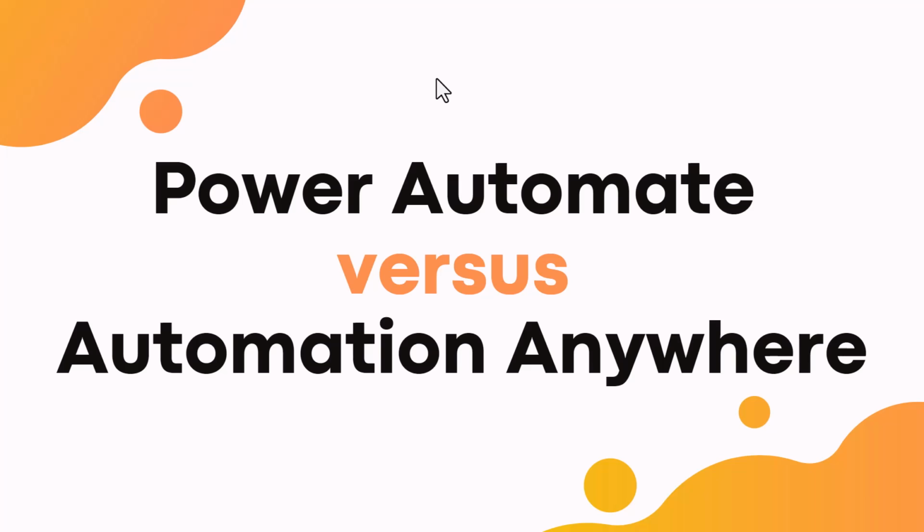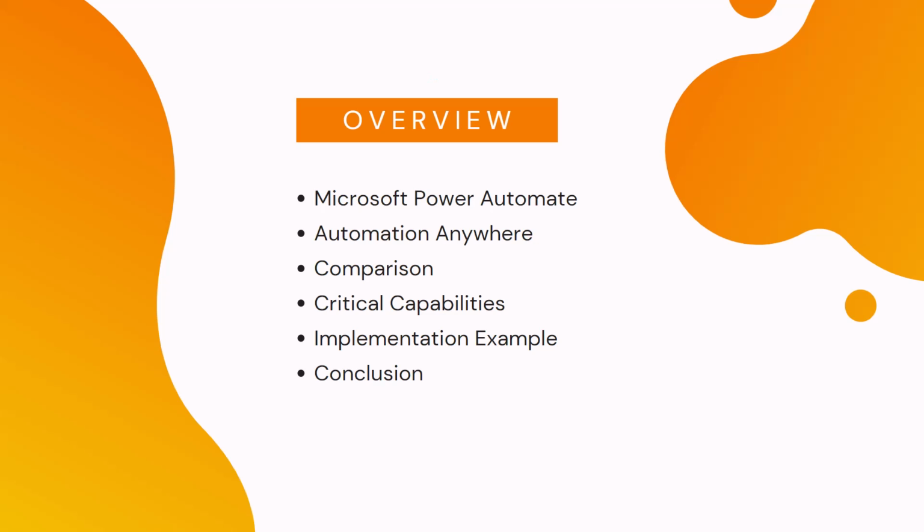In today's video, we are going to compare two different platforms, Power Automate and Automation Anywhere. So this is the agenda of how the video is going to be. First, we'll learn in brief about Power Automate, then Automation Anywhere, then we'll do a comparison and we'll continue the comparison based on critical capabilities. Then we'll see one implementation example, one simple use case with the help of a diagram, showing how it would be implemented in Power Automate and how it would be implemented in Automation 360. And then we'll conclude.